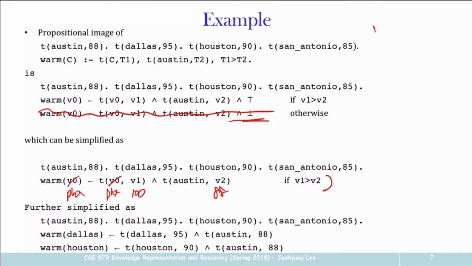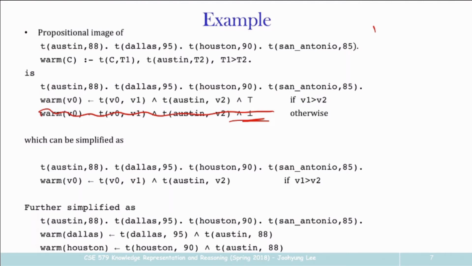So what matters is the possible instances that may make the body true. Only that case we actually consider. Those are the rules that matter. If the body cannot be true at all, then we don't bother. So let's go back. What is the thing that matters here? V1 should be greater than V2, and the temperature should be mentioned in the database.